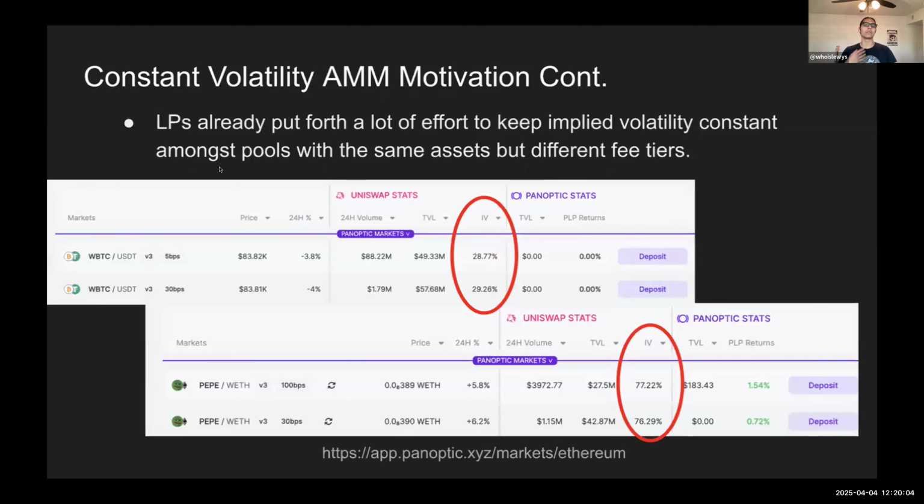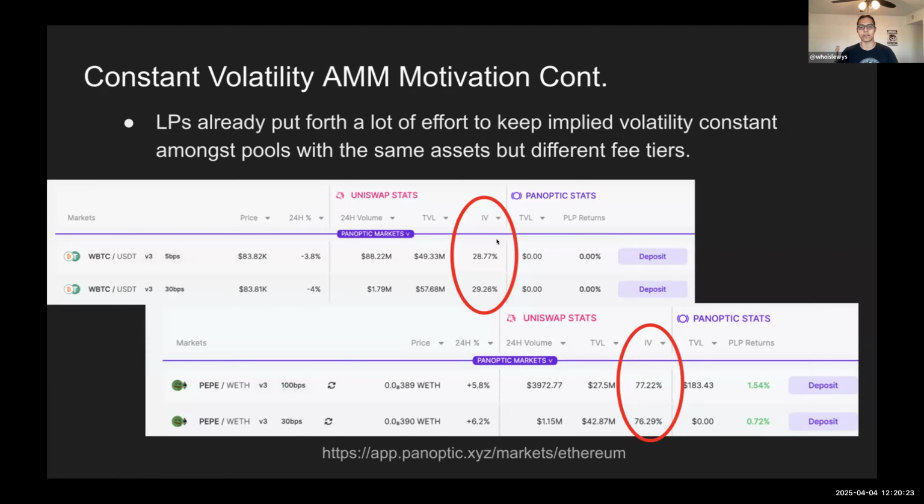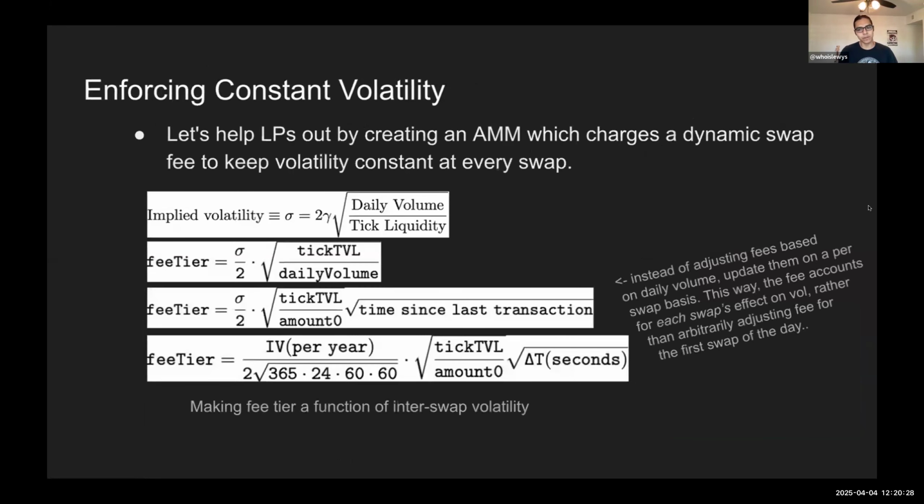The next thing to notice is that LPs put forth a lot of effort to keep this IV constant amongst pools with the same tokens but different fee tiers. You see an example here with Wrapped Bitcoin USDT, another one here with PEPE WETH, and you see this happening all over the place. So what happens if we help LPs and design an AMM that targets IV for them, so they don't have to put forth all this effort to maintain this constant IV for pools with the same tokens? So here's how we can do this.